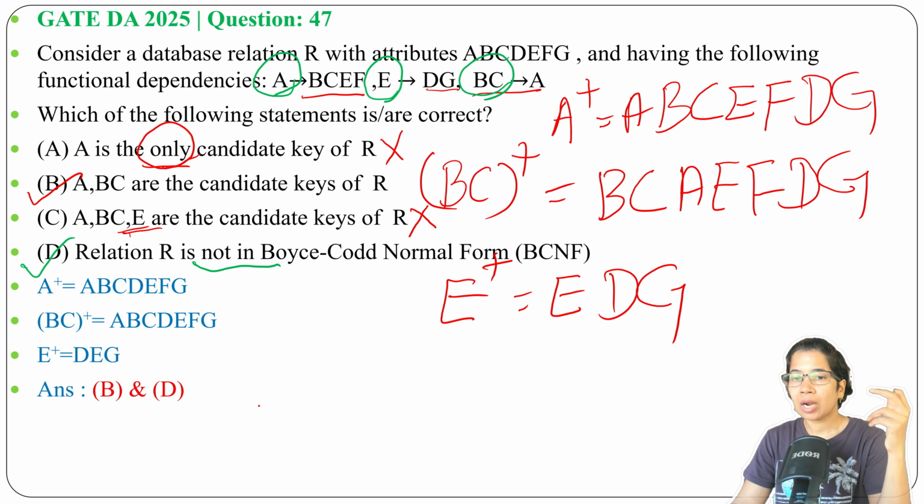I already discussed how to find a candidate key, and how to check whether a relation is in BCNF or not.